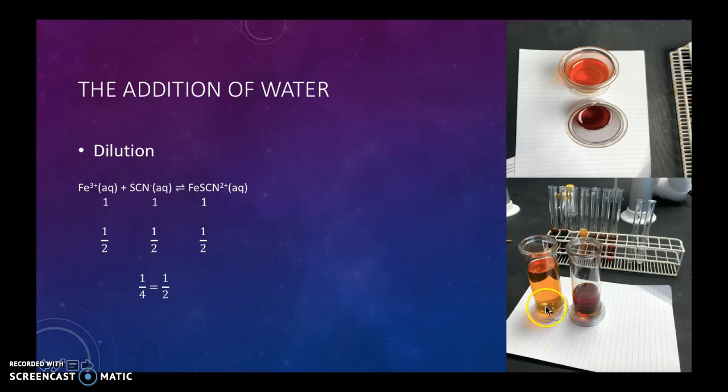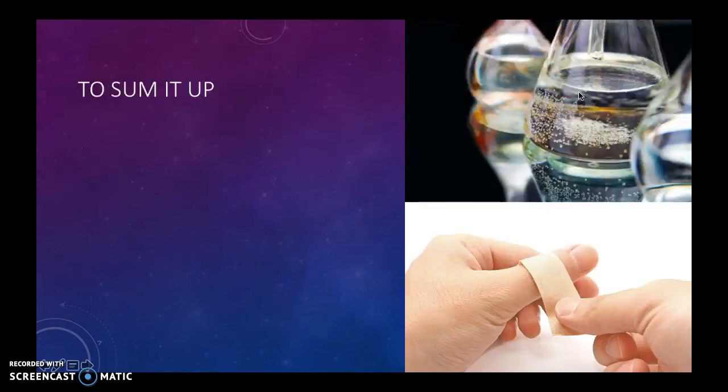So here we see that it's lighter than the tube of reference. But looking from the top, it should have the same color, since it's the same amount of particles in each tube, just at different concentrations. Looking from the top, it should have the same color, but we do not see this in this case. So to sum it up, chemical equilibrium is a system that can fix itself when a stress is put upon it.